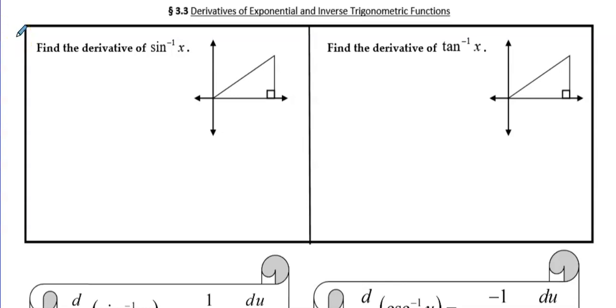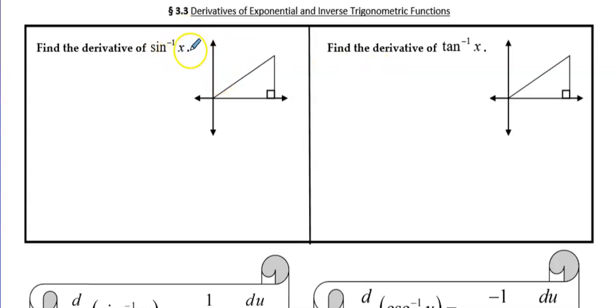Hello everyone, welcome back. We're currently in lesson 15 where we're talking about derivatives of trig functions, and in this video we're going to talk about derivatives of inverse trig functions. Before we get to the actual derivatives themselves, I want to derive one of them. You can see here in the notes we do sine and tangent. I'm just going to show you how to do sine, and it's the same thing for the tangent one.